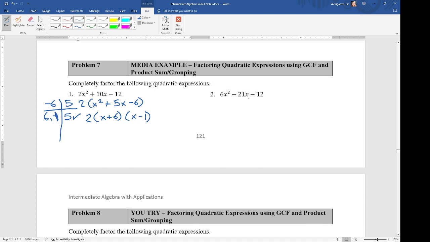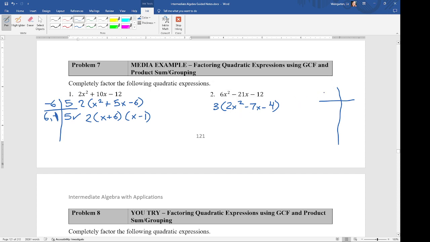In problem 2, we have a common factor of 3 that goes into everything. So I'm going to factor out a 3, and we're left with a 2x squared minus 7x minus 4. Oh, sorry, minus 4. We'll use product sum again. This time our a is not 1, so we're going to have to split up our b.